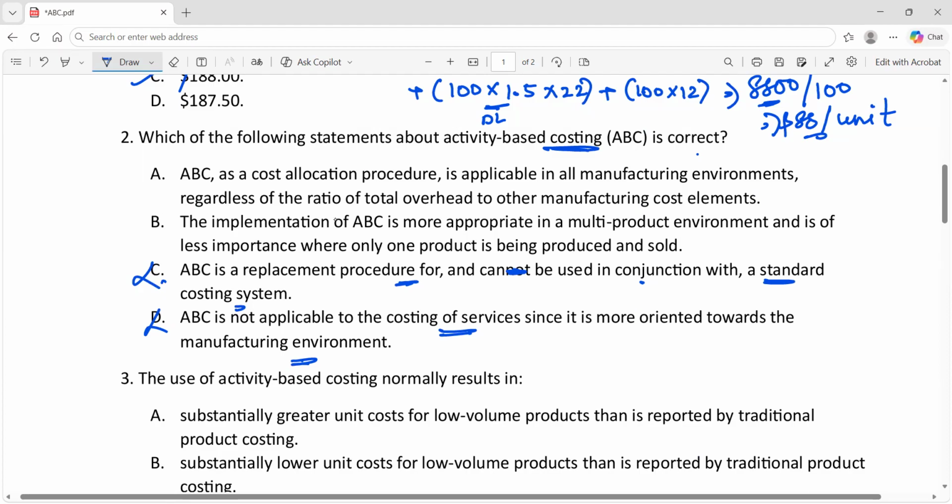Look at option B. Implementation of ABC is more appropriate in a multi-product environment and it is of less importance where only one product is being produced and sold. Option B is the right answer. Why? Because see, for example, let's say we have two products, product A and product B. Let's say product A is a complicated product and it consumes more resources, whereas product B is a simple product which consumes less resources.